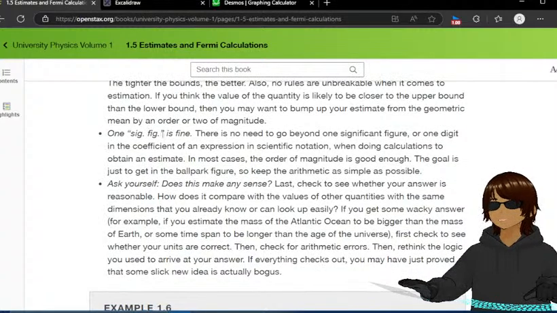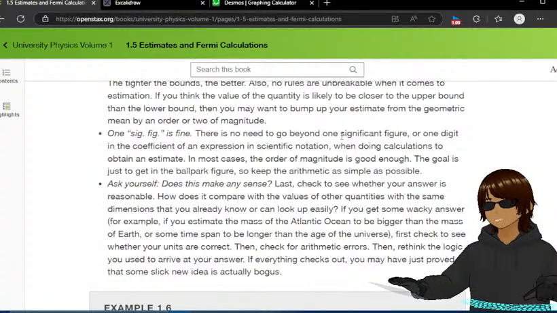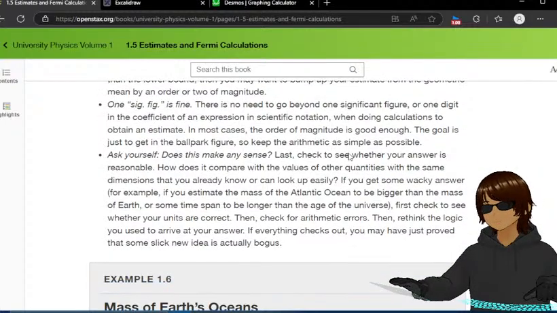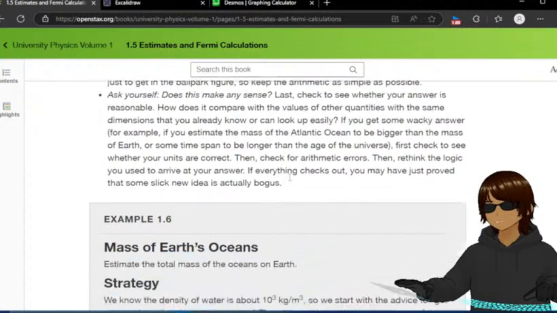One significant figure is fine. There is no need to go beyond one significant figure, or one digit in the coefficient of an expression in scientific notation. When doing calculations to obtain an estimate, in most cases, the order of magnitude is good enough. Does this make any sense? Last, check to see whether your answer is reasonable. How does it compare with the values of other quantities with the same dimensions that you already know or can look up easily?